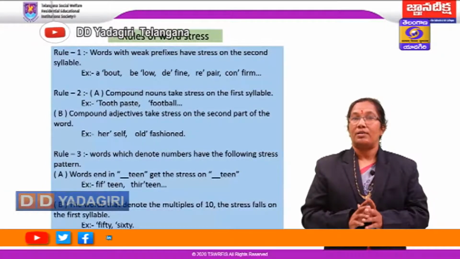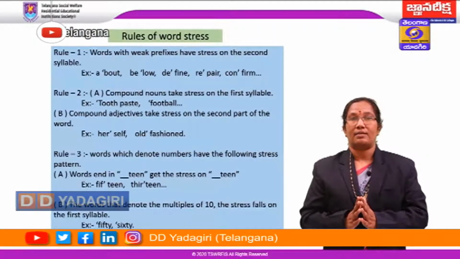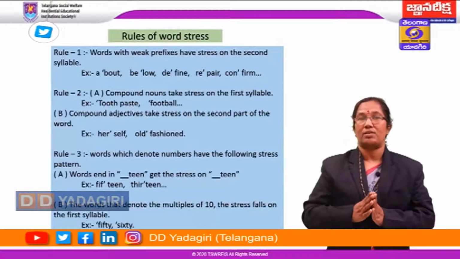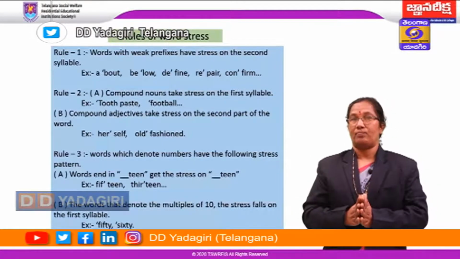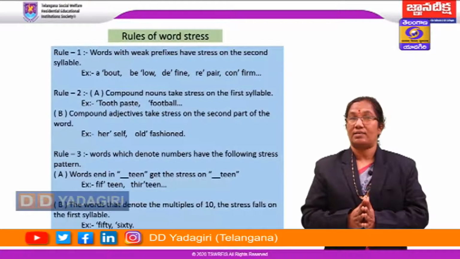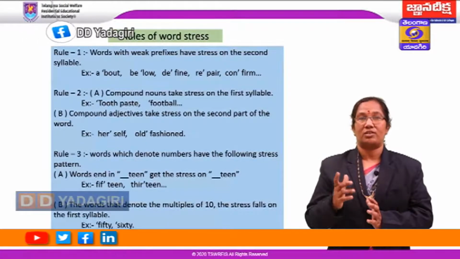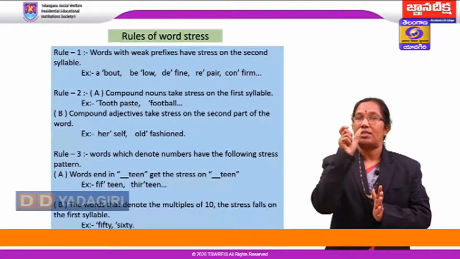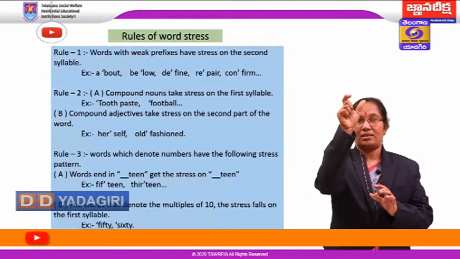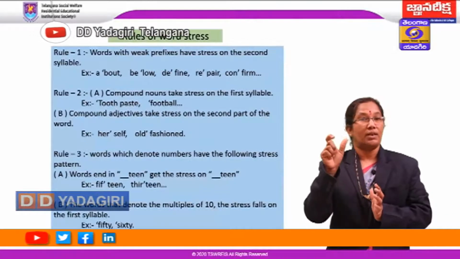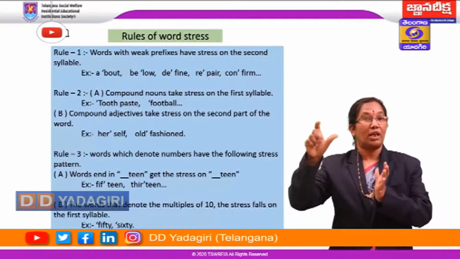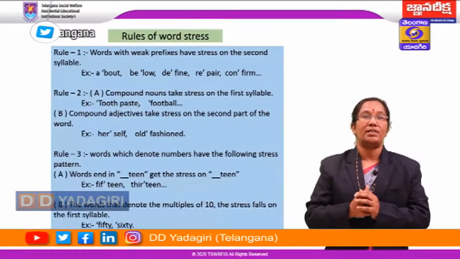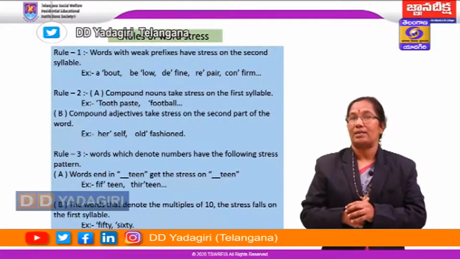So words like these are called compound adjectives. Here, the stress falls on the second part of the word. Look at the examples. Herself. Old-fashioned. In the word herself, the second part is self, so self takes the stress. And in the word old-fashioned, fashioned is the second part, so fashioned takes the stress. You can write some more words and try to practice.